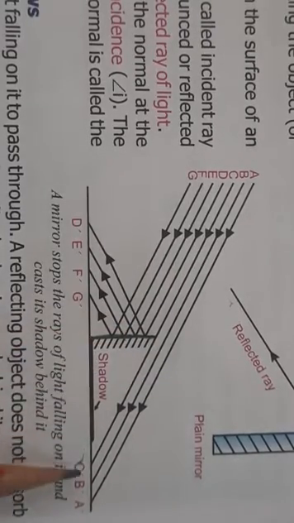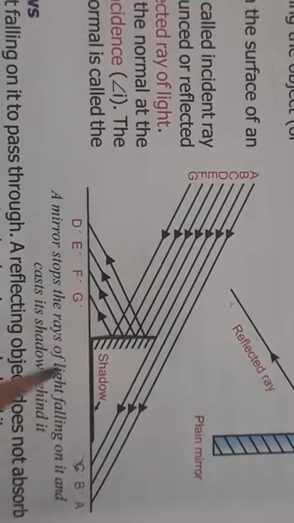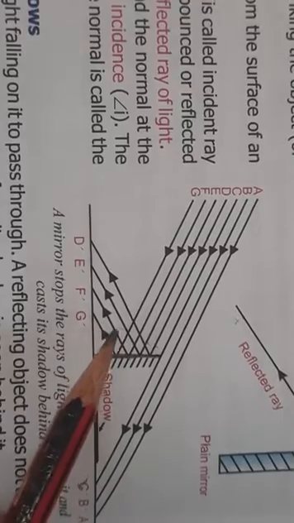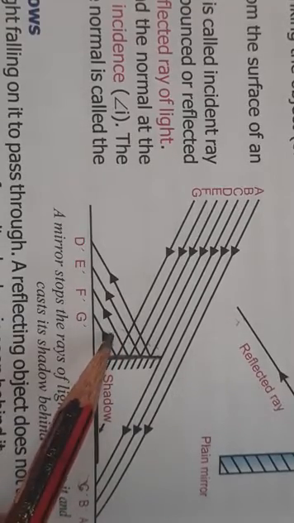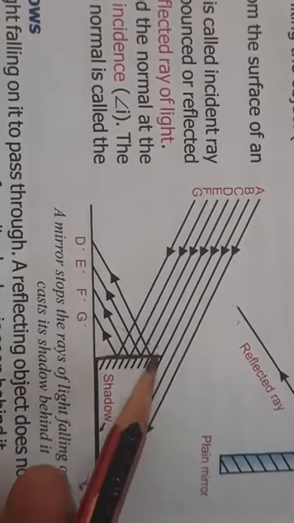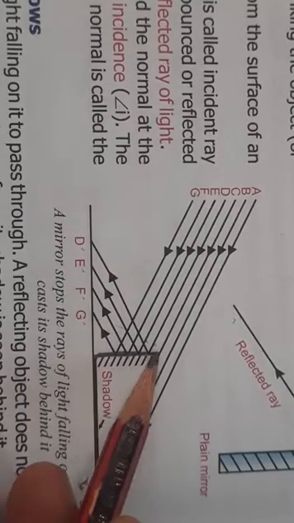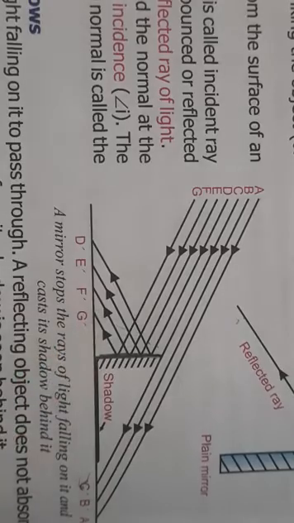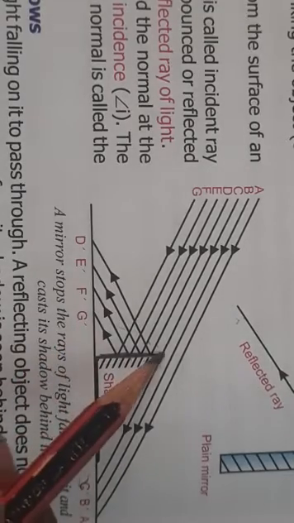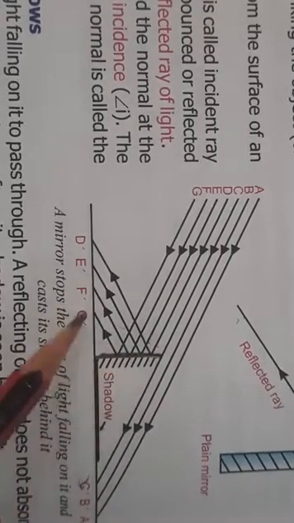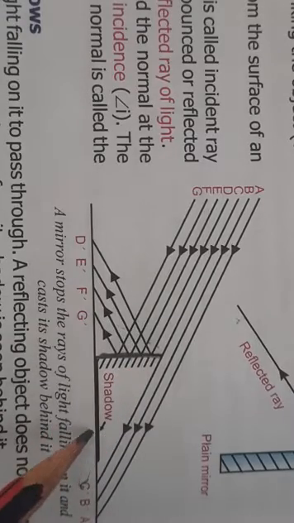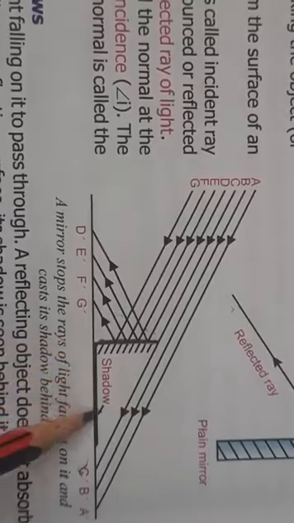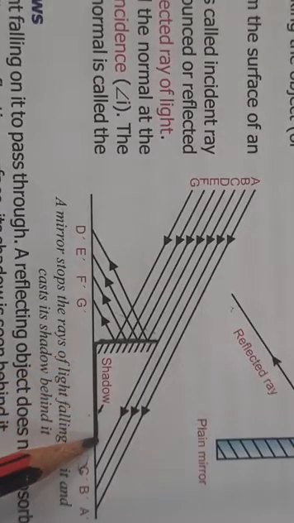That is, how long this shadow will be. And the rays, you can see D, E, F and G, they all are stopped by the mirror. And when they are stopped by the mirror, they get reflected by the mirror. And when the rays are reflected we can see a shadow which will be formed behind it. So this is the shadow which is formed.